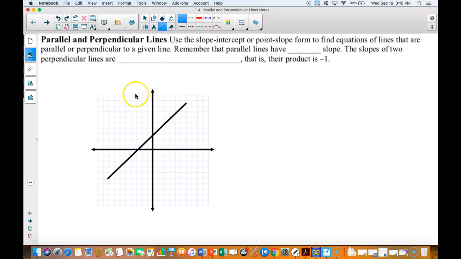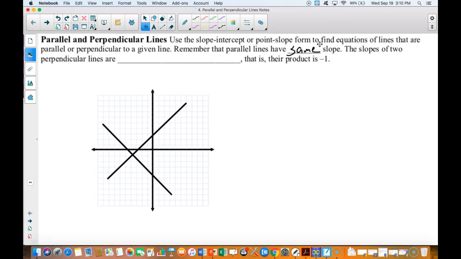Now, perpendicular means a line that intersects a given line at a right angle. So something like that, where these two lines meet at a 90-degree angle there. That's perpendicular. Now, in terms of writing equations of perpendicular lines, what we need to look at are slopes. So if I've got two lines that are parallel, they will have the same exact slope.